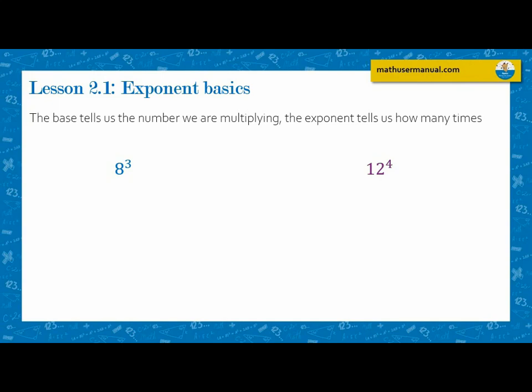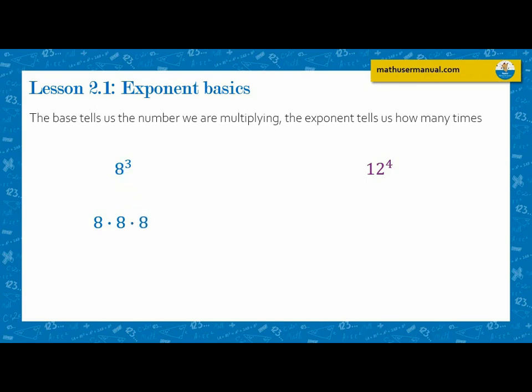We can also do it in the opposite direction. We can be given an exponent and write it as a multiplication. For example, we have 8 to the power of 3. Remember, the base tells us the number we're multiplying, and the exponent tells us how many times we're multiplying. So we have a base of 8, and we have an exponent of 3. So it means we're going to multiply the 8 three times. 1, 2, and 3. And this is how we can write the exponents.